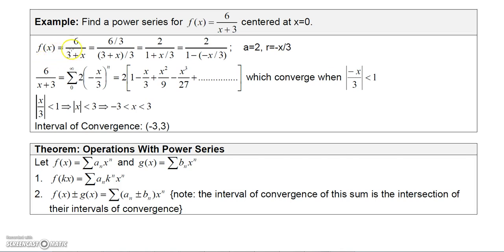So to find a power series for 6 over 3 plus x, what I can do is divide this by 3 to make it a 1. So let's divide each term by 3 so that I'll get a 1. So 6 divided by 3 is 2, and then 3 divided by 3 is 1, and x divided by 3 is x over 3. And then to put that in the form of a over 1 minus r, let's change this to negative x over 3, and now I have a over 1 minus r, where a is 2 and r is negative x over 3.